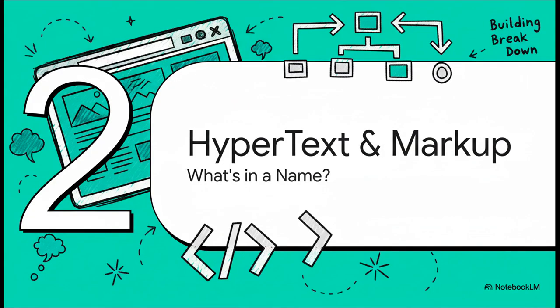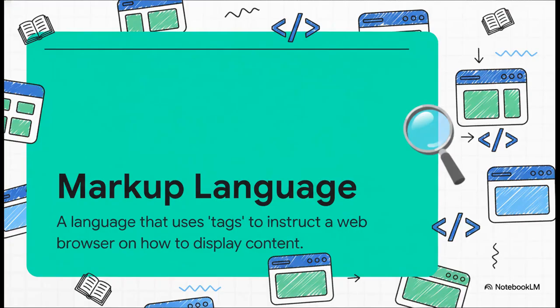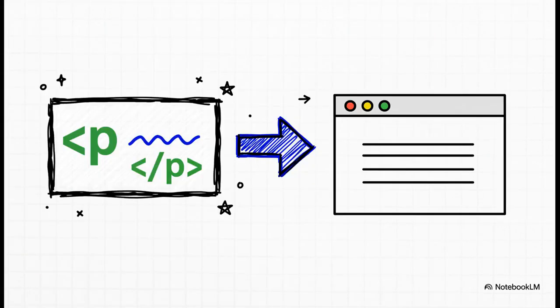Okay, so let's zoom in on that name again. If you can understand what markup and hypertext mean, you'll basically understand all of HTML. So why is it called a markup language? Well, it's because it uses these little things called tags to mark up the text. Think of them as little instructions or labels that you wrap around your content to tell the web browser what to do with it.